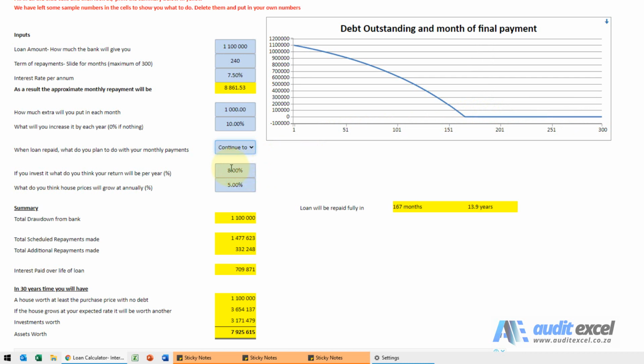It then just asks how much you want the investment to grow by. What do you think, if this is a house loan, what do you think the house will grow by? And then it gives you a summary of what you will look like in 30 years' time. So it's just a nice way to quickly test what will happen, specifically around interest rates.